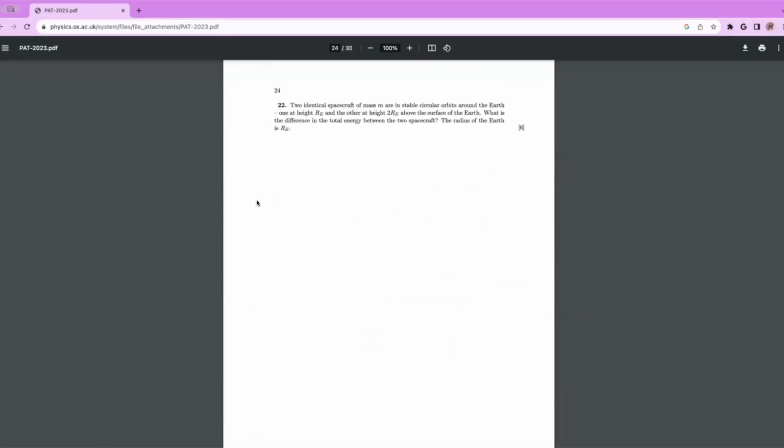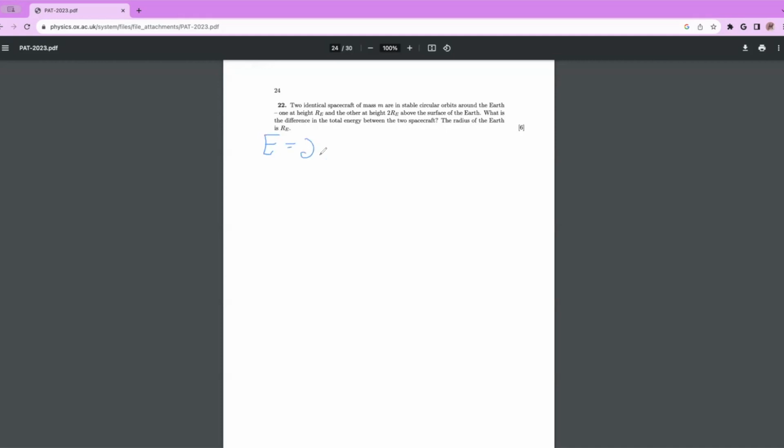Okay. Two identical spacecraft of mass m are in stable circular orbits around the Earth, one at a height of one radius of the Earth and the other at a height of two radii of the Earth above the surface of the Earth. What is the difference in the total energy between the two spacecraft? The radius of the Earth is R_E.